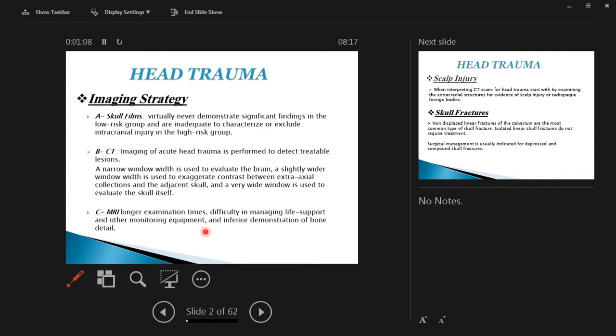First, we'll start with this slide, the imaging strategy. Regarding the skull films, skull films will never demonstrate significant findings in low risk, and in those with high risk, they are poor to characterize or exclude intracranial injury. The CT, as you know, is the best imaging for what we are familiar with, that's availability and it's fast. We use the narrow window, medium window, and very wide window.